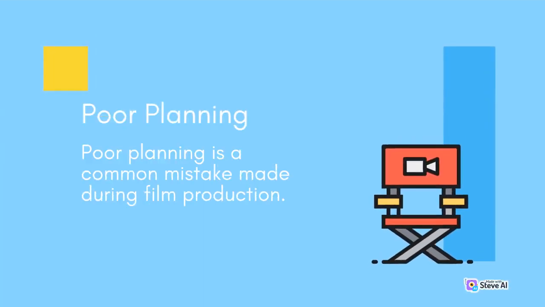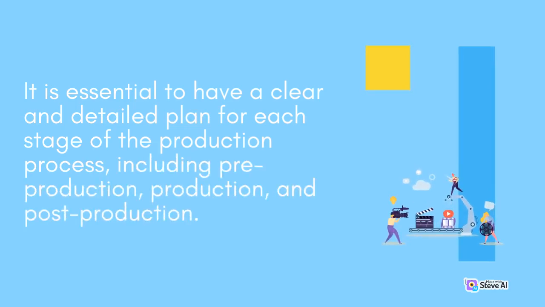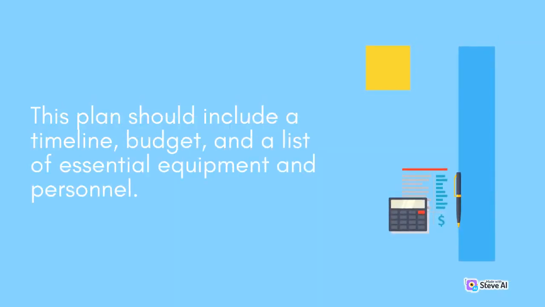Poor planning. Poor planning is a common mistake made during film production. It is essential to have a clear and detailed plan for each stage of the production process, including pre-production, production, and post-production. This plan should include a timeline, budget, and a list of essential equipment and personnel.